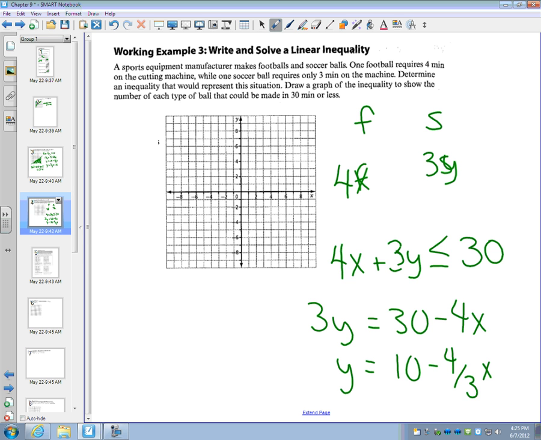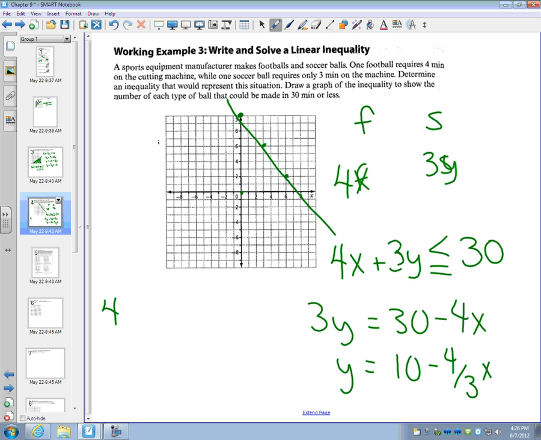Okay, so I start at my y-intercept, which is 10. And my slope is I go down 4 and over 3. 1, 2, 3, 4, over 3. 1, 2, 3. Okay, so I have my points. It looks like I'm going to do a solid line. So I draw a solid line, and I'm going to do the test point of 0, 0, because that's the easiest.